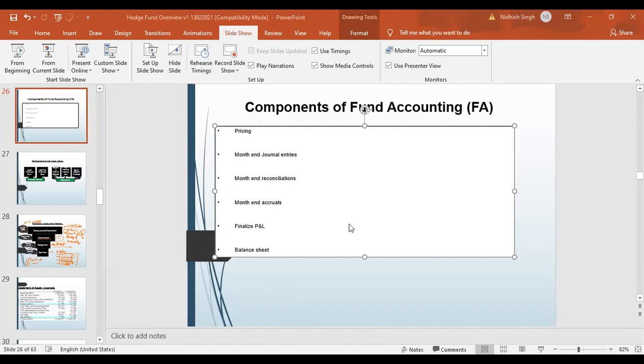This is in context to hedge funds you have written, na? The price, the month-end general entries, the month-end reconciliation, month-end accruals. And if we take this into the context of mutual funds, that would be on a daily basis. Correct me if I'm wrong. True.